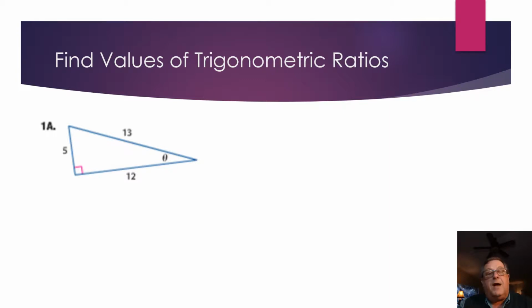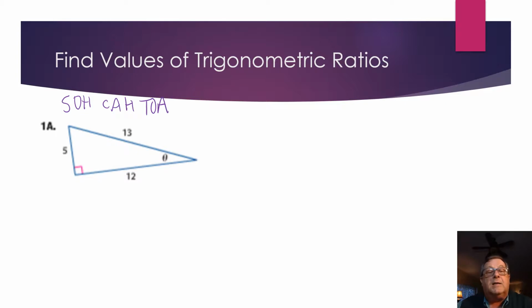All right, we'll find the values of trigonometric ratios. Well, we have 6 trigonometric ratios: sine, cosine, tangent, cosecant, secant, and cotangent. And you should get in the habit somewhere of writing SOHCAHTOA when you're talking about the trig ratios of a right angle.